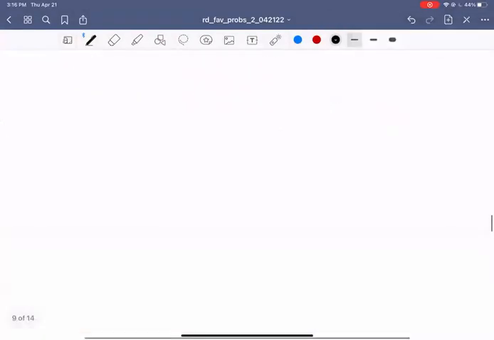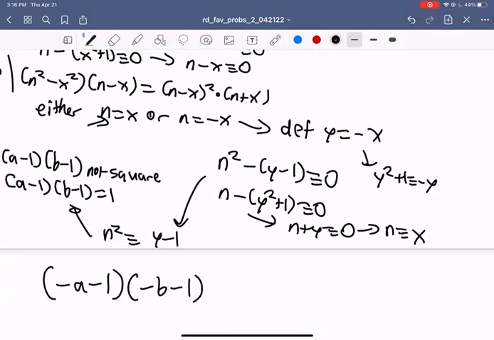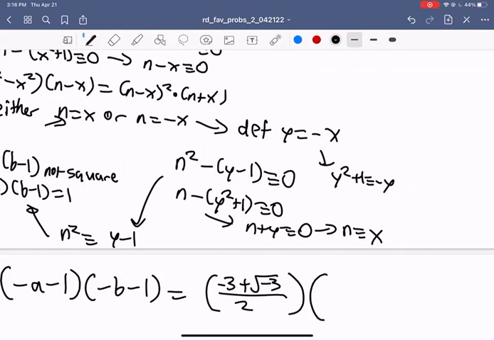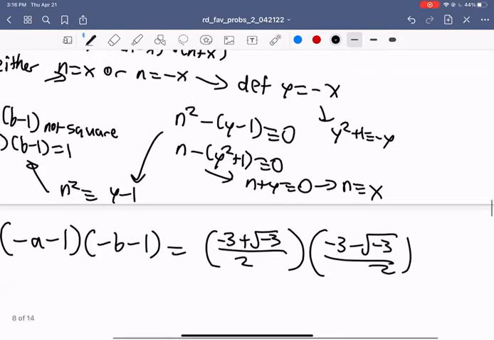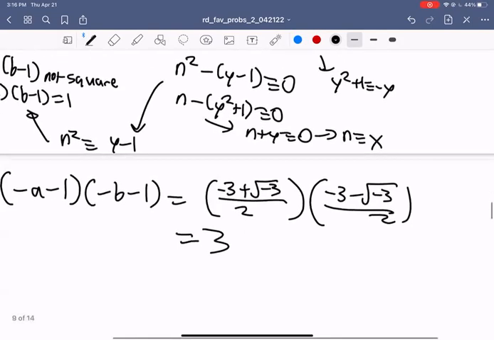Okay, so we have negative a minus 1 times negative b minus 1, a product of the two values of y minus 1. And this becomes 3 plus root negative 3 over 2. Actually, I think it's negative 3, but it doesn't really matter. Times negative 3 minus root negative 3 over 2. And if we expand this, we get 3. And this is good because we haven't yet chosen p, so we can choose p such that 3 is not a square.